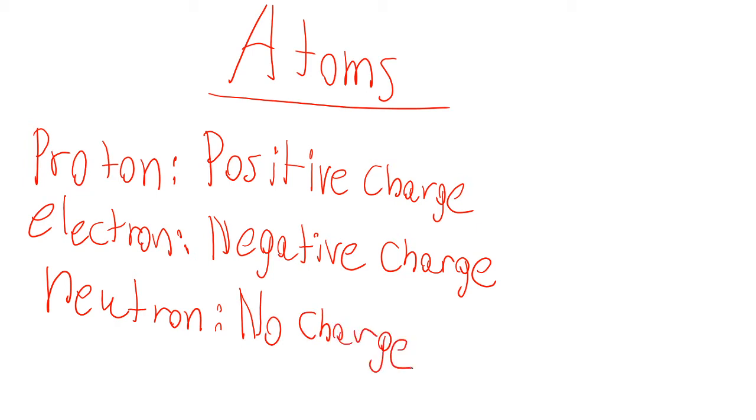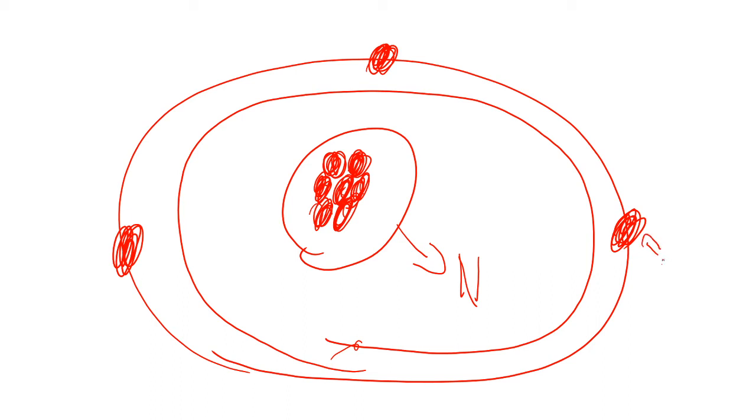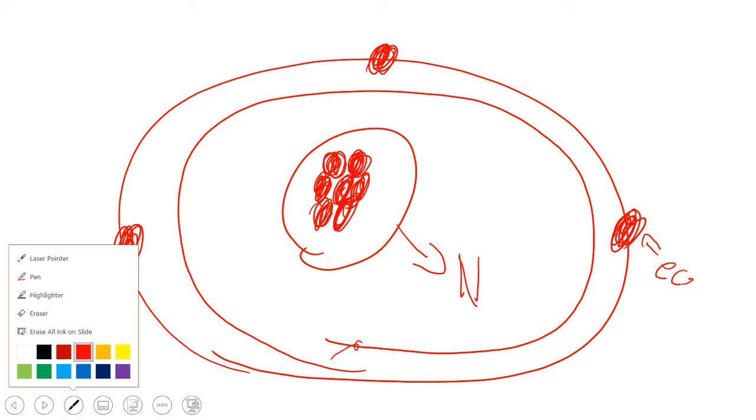And all of these are in what's known as the nucleus. Now, your nucleus is the center of the atom. We'll label that as N. Over here, we have our electrons. So on the outside, you'll see the electrons. Electrons are going to be on this part of the atom.